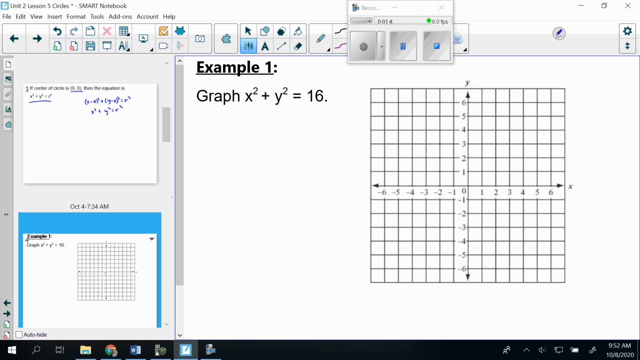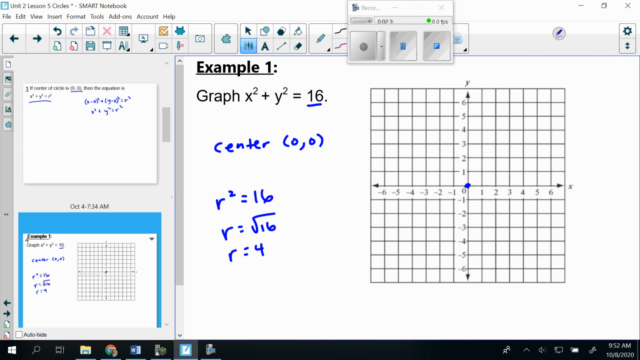All right, so in this example, they want us to graph out this circle. You can see nothing's being subtracted from the x or y. That tells us our center is going to be (0, 0) on this one. So we know we can put a dot there for the center. This number here, that's our radius squared, equals 16. That means if we square root both sides, our radius is going to be 4. So our radius is 4.